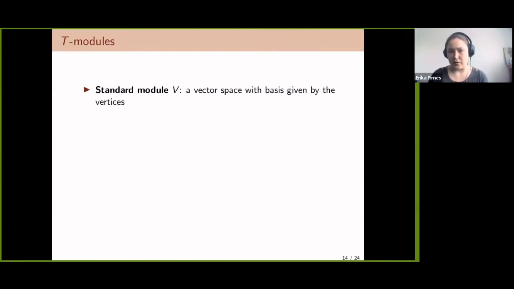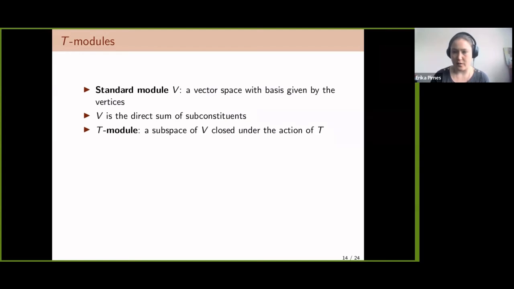So then I'll talk about T modules. What is the standard module V? It's the vector space that came up in the example. In the example, it was the 8-dimensional vector space. In general, it has as many basis vectors as the graph has vertices. And V is the direct sum of subconstituents. We just looked at that in the previous example.